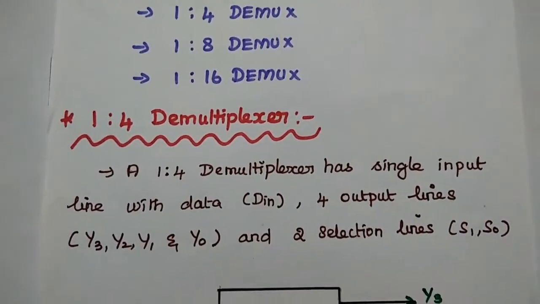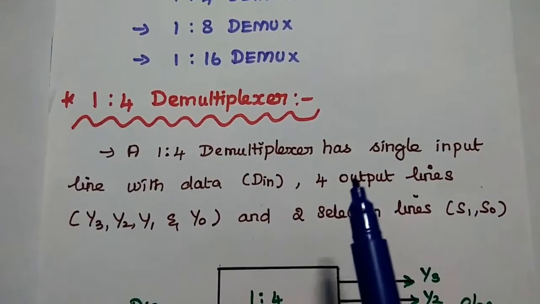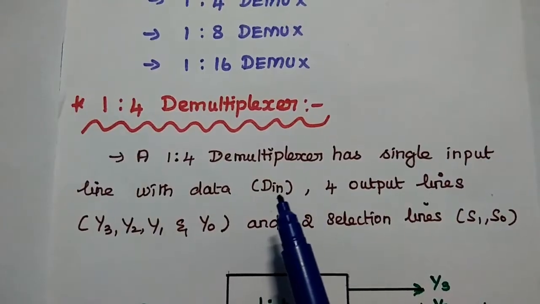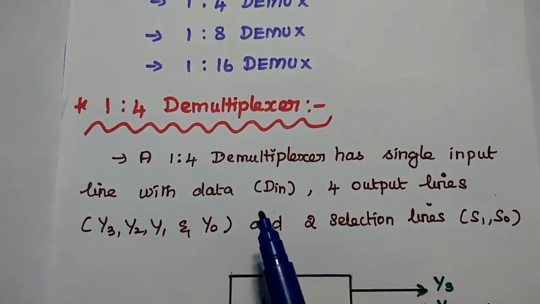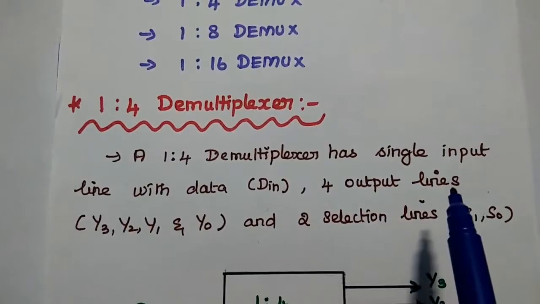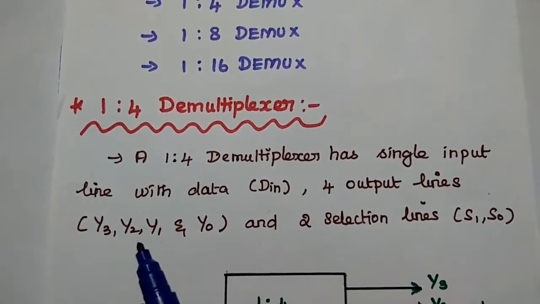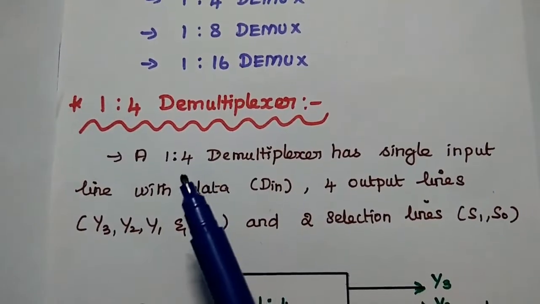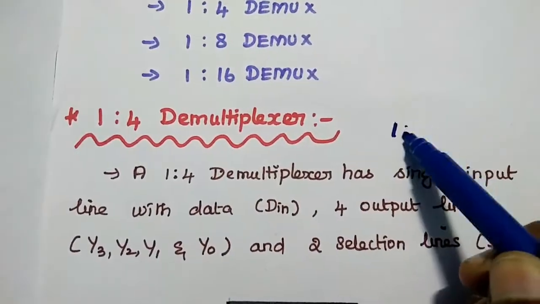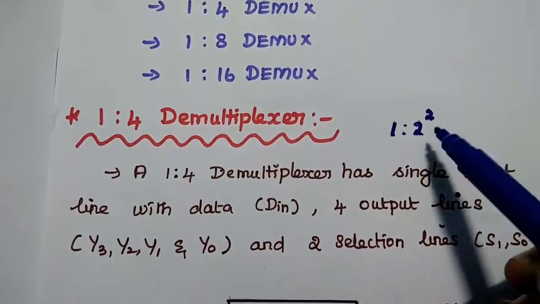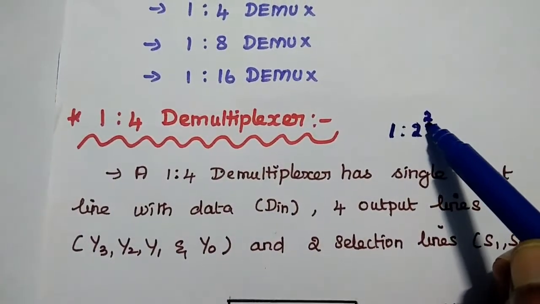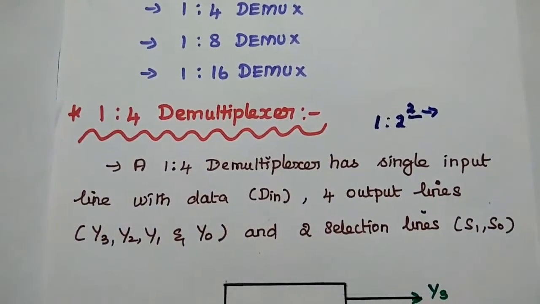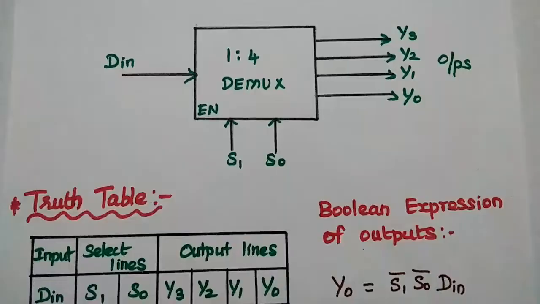So the 1:4 demultiplexer has a single input line with data D_in, where D suffix in represents the input data, and 4 output lines, represented as Y3, Y2, Y1 and Y0, and 2 selection lines. 1:4 means we can write this as 1:2^2, which decides the number of selection lines. So here we have 2 selection lines, S1 and S0.